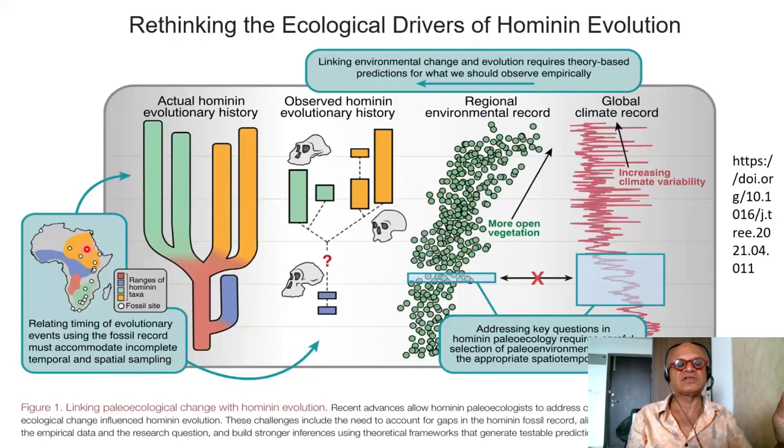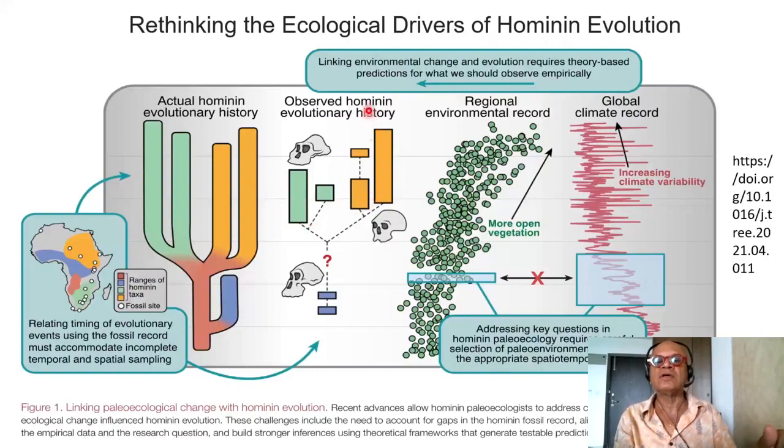So you can see the fossil sites and the estimated range of hominin taxa don't match exactly, so there is some modeling involved, either mental models, hypothetical models, or extrapolations. Actual hominin evolutionary history may look like this. So if we go here to observed hominin evolutionary history, there are missing pieces and evidences of coexistence, in which case we don't know how much genetic intermixing happened and so on.